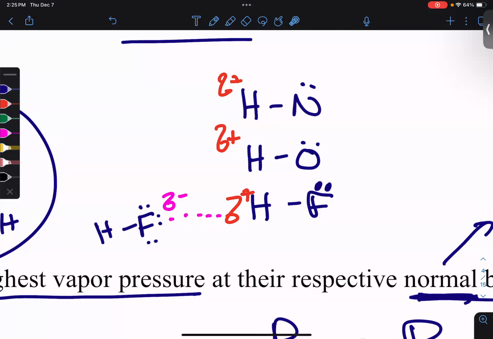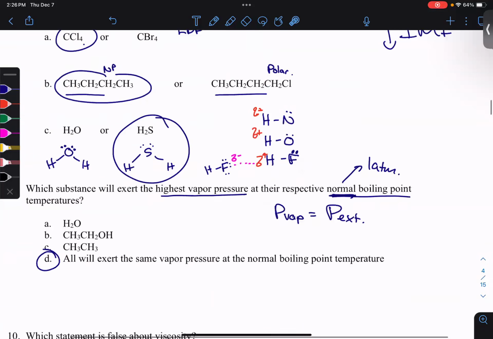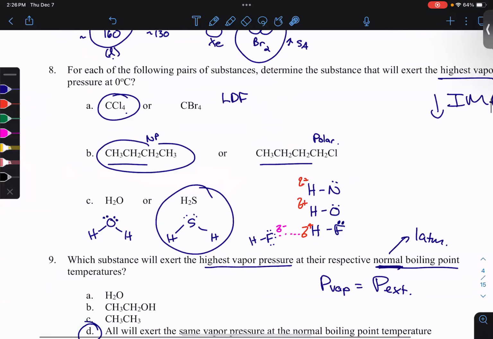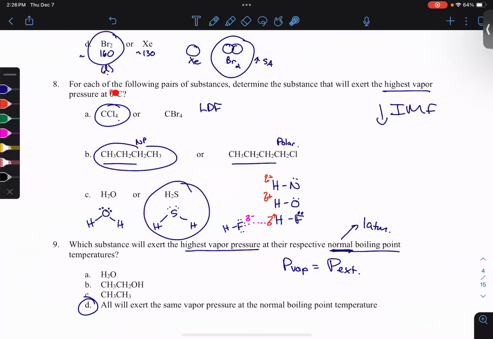So all substances exert the same pressure at their normal boiling point. Normal means external pressure of 760. So the size of the molecule won't matter for vapor pressure when it's all one? No, not necessarily, because of how this question is worded. Note how 9 is worded differently than 8. Question 8, I say, which one has the highest vapor pressure at the same temperature? They're all at the same temperature. Right? So here, IMFs matter.